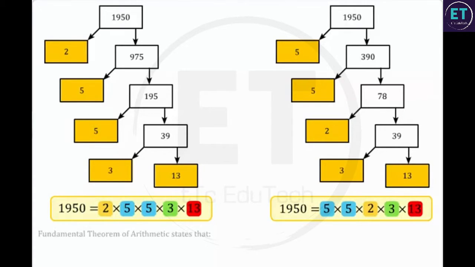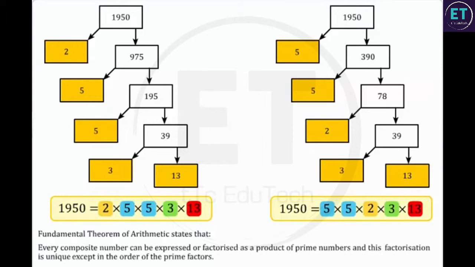This brings us to the complete statement of the fundamental theorem of arithmetic that states that every composite number can be expressed or factorized as a product of prime numbers, and this factorization is unique except in the order of prime factors.